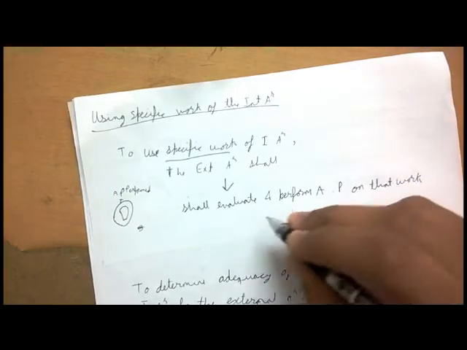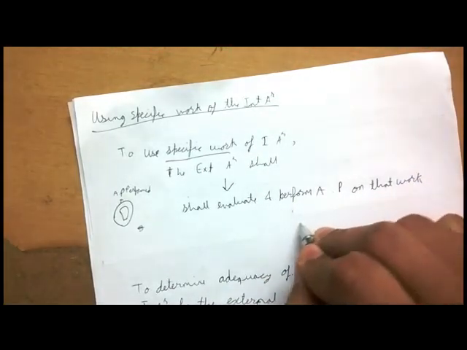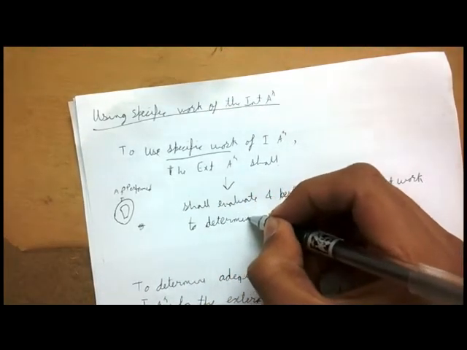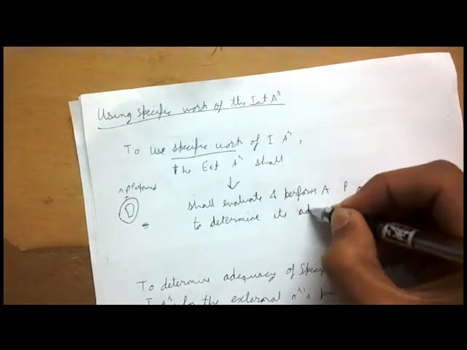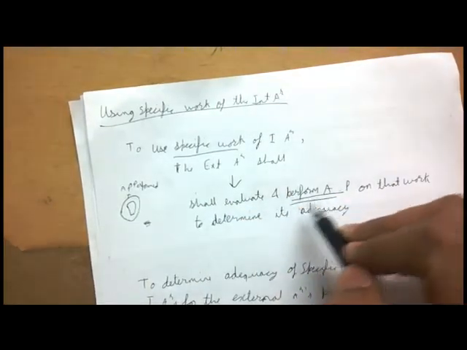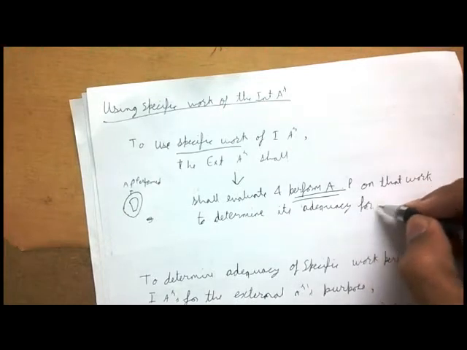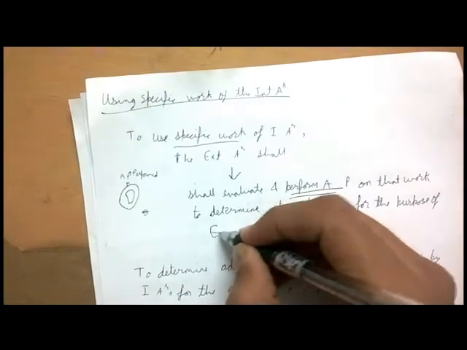AP refers to audit procedures on that work. Which work? The work which has already been performed by the internal auditor. We are going to evaluate and perform audit procedures on that particular work which has been done by the internal auditor. Now, why are we doing this? To determine its adequacy. This is what we are going to document. D means document. The audit procedures which we have performed are going to be documented at the end of this ISA to determine its adequacy for the purpose of the external auditor.